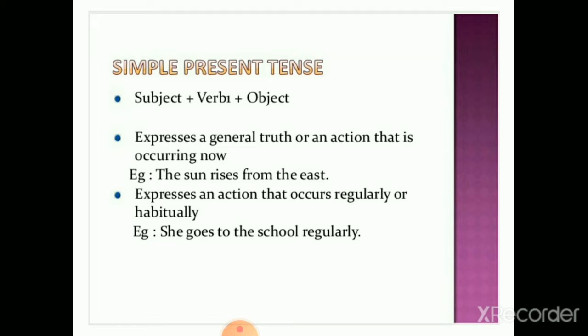As you all know, for example, you can say the sun rises in the east. And simple present tense is also used to show daily routines or habits. For example, she goes to school regularly.